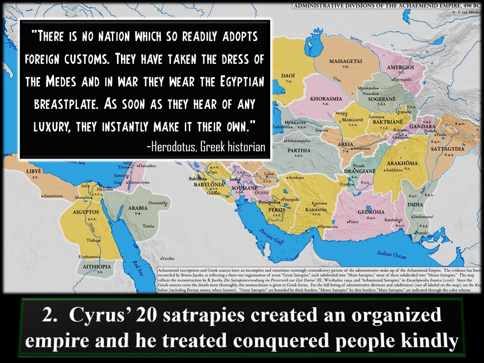Herodotus, the Greek historian, wrote of Cyrus and his nation, "There is no nation which so readily adopts foreign customs. They have taken the dress of the Medes, and in war they wear the Egyptian breastplate. As soon as they hear of any luxury, they instantly make it their own." In other words, the Persians, under the Achaemenid dynasty, were great transmitters of culture, and we see lots of cultural diffusion throughout the empire as a result.